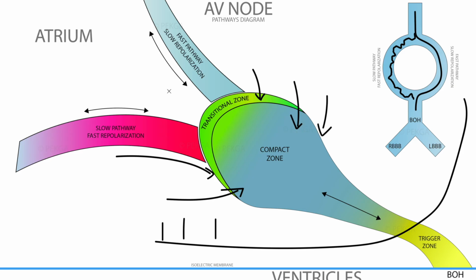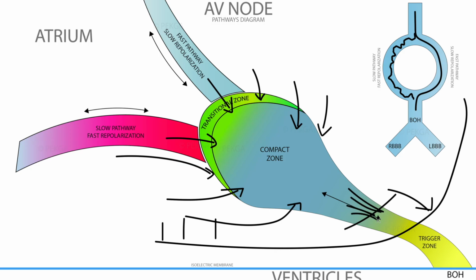Okay, so it doesn't necessarily have to receive the signal up here. It can receive the signal down here. However, at some point, and this varies from person to person, once it starts bottlenecking off, here you're entering the bundle of His, okay? Here you're entering the bundle of His, and all of these thick fibers narrow down into this tight, compact tubule.